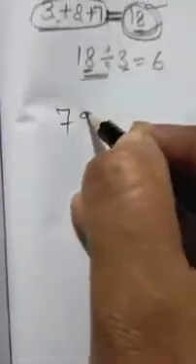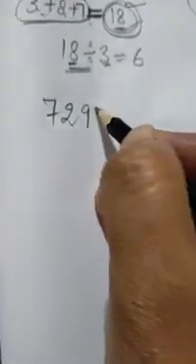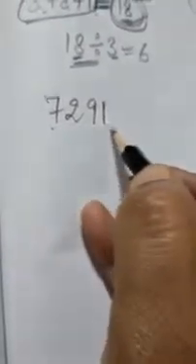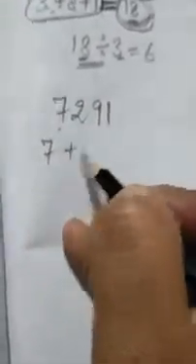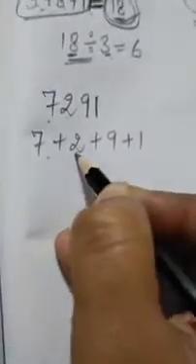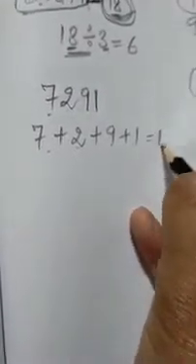See one more example relating to this. Suppose we have to check whether this number is divisible by 3 or not. First of all, what will we do? We will add the digits. 7 and 2, 9, 9 and 9, 18, and 1, 19.